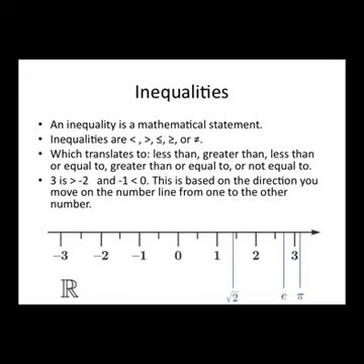An inequality is a mathematical statement. Inequalities are less than, greater than, less than or equal to, greater than or equal to, or just not equal to. They are signified by the signs on the second line of the slide. So if we take a look at the number line, 3 is greater than negative 2 because it's to the right on the number line of negative 2. Negative 1 is less than 0. Again, this is based on the direction you move on the number line from one number to the other. Move to the left, it's less than. Move to the right, it's greater than.